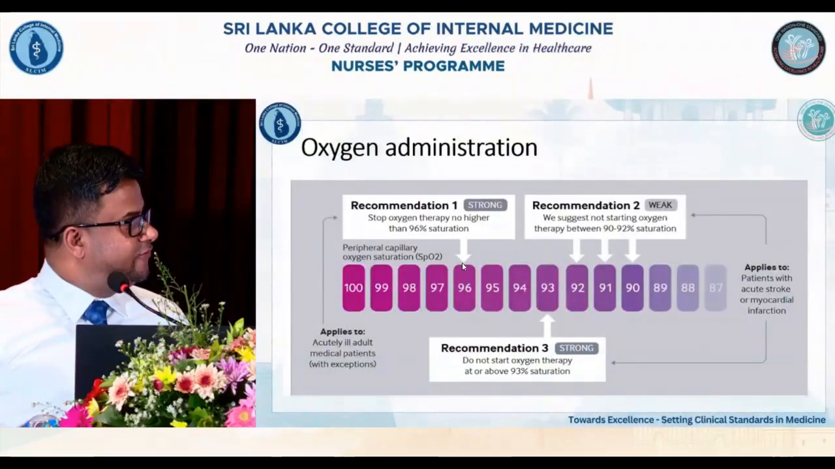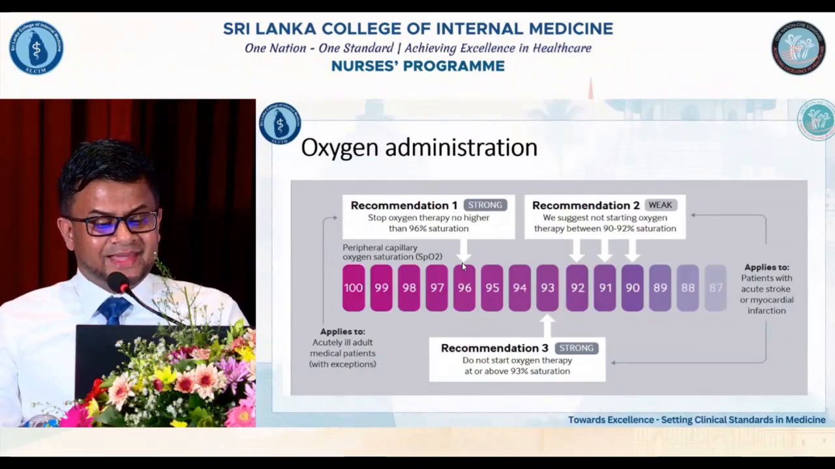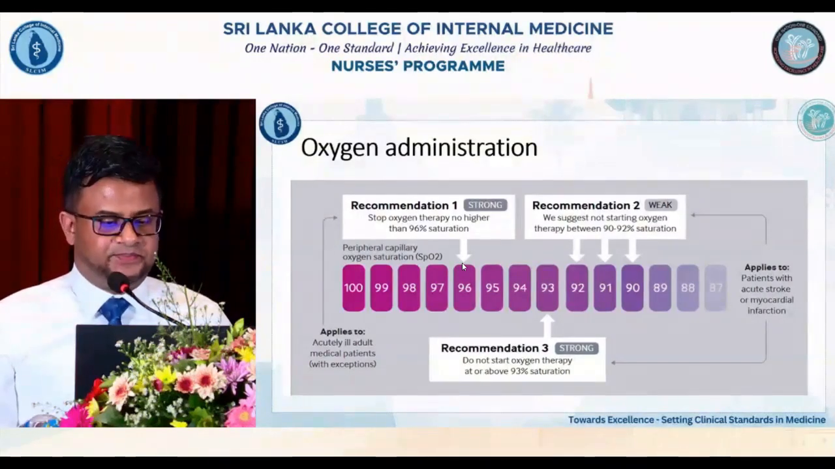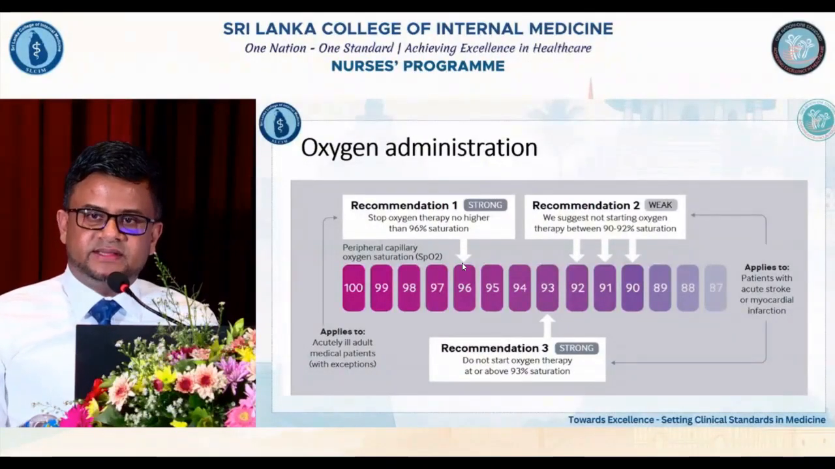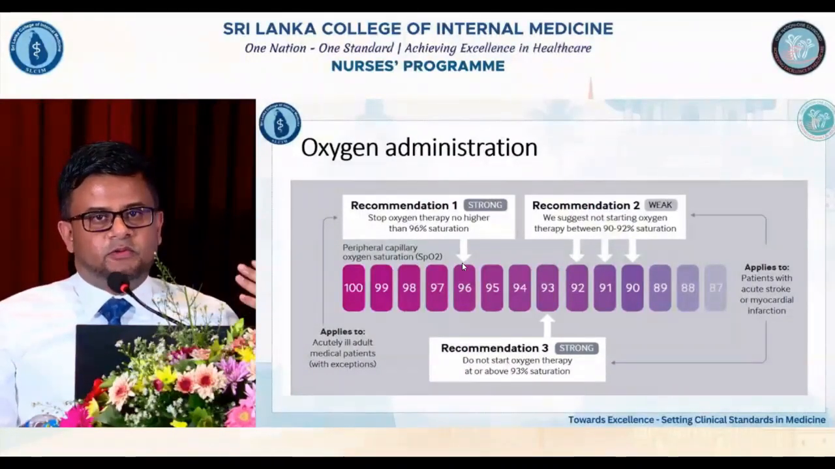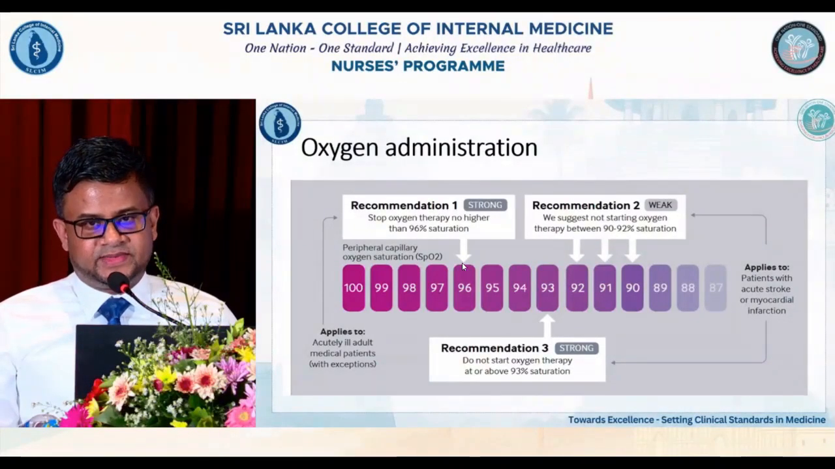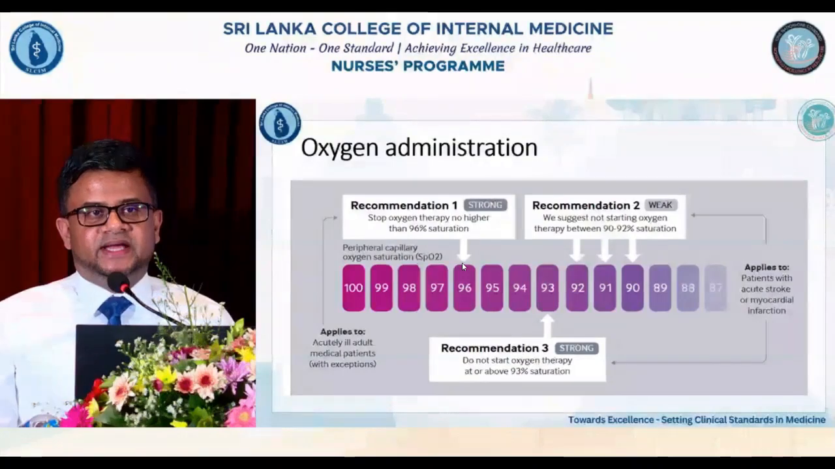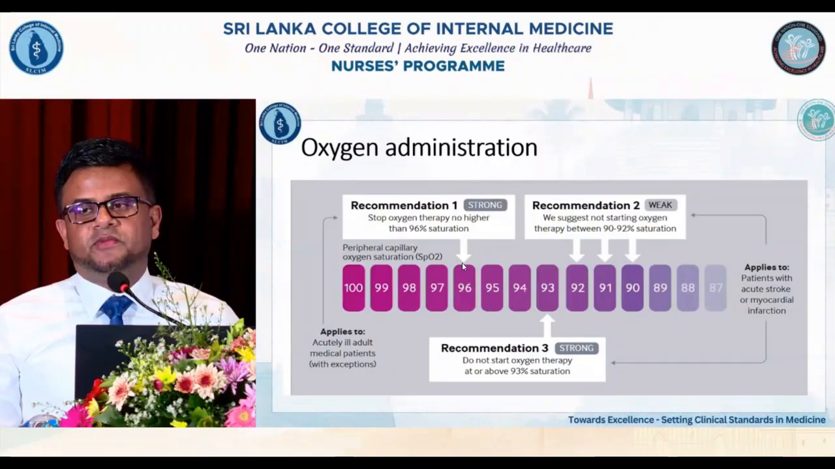Right. Briefly, I want you to have a look at this chart. When you are approaching a patient, don't put oxygen on every patient, because hypoxemia and breathlessness are two different things. All breathless patients cannot be hypoxemic, and vice versa as well. So if the patient's saturation is more than 93%, you don't have to put them on oxygen.